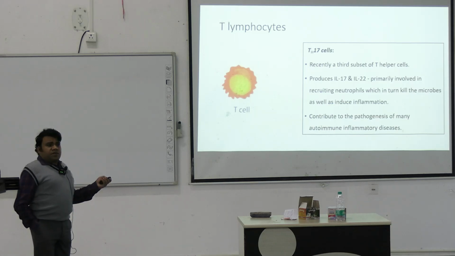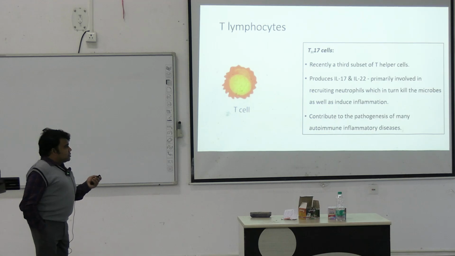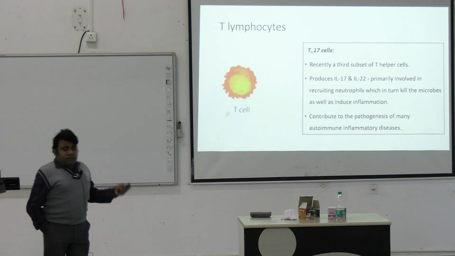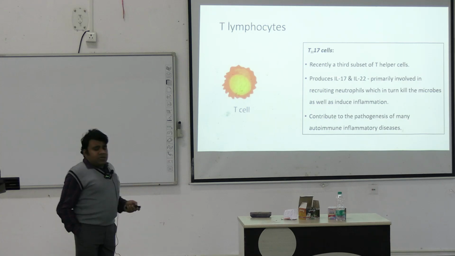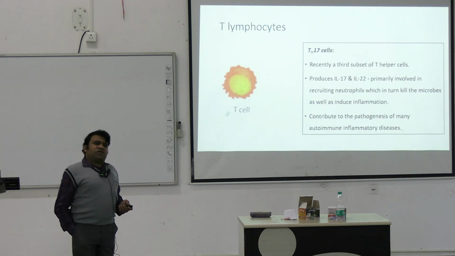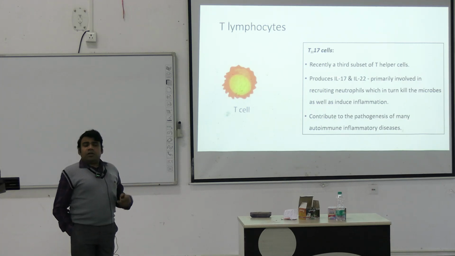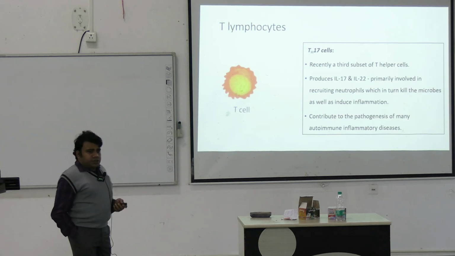There is another subset I have already told you, the helper 17 cell. This is the third type of cell. It produces many cytokines. Its role is still not very well defined, but in autoimmune and inflammatory diseases, the role has been under study. Okay.